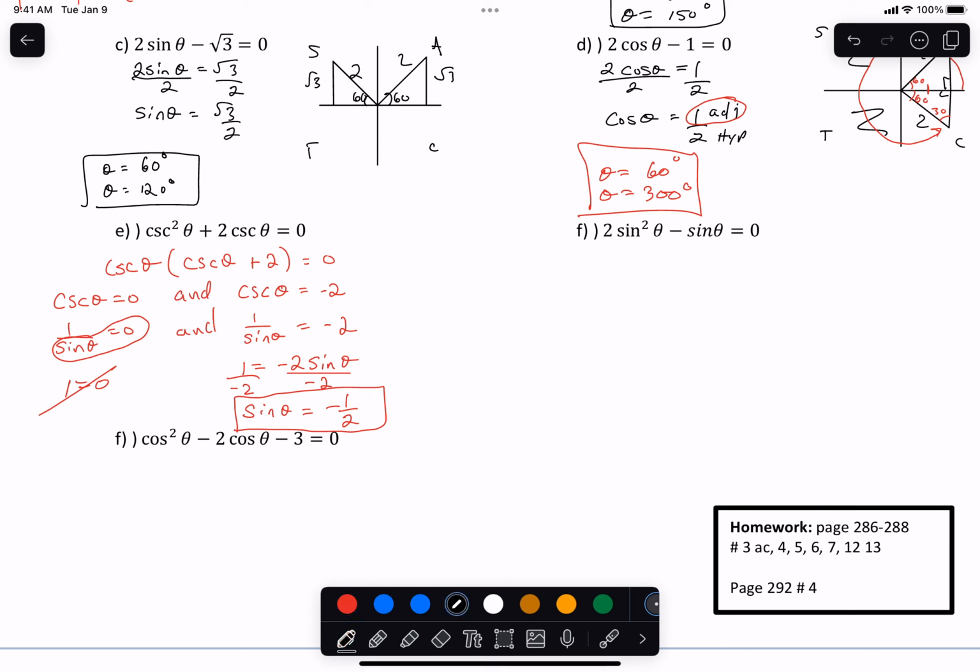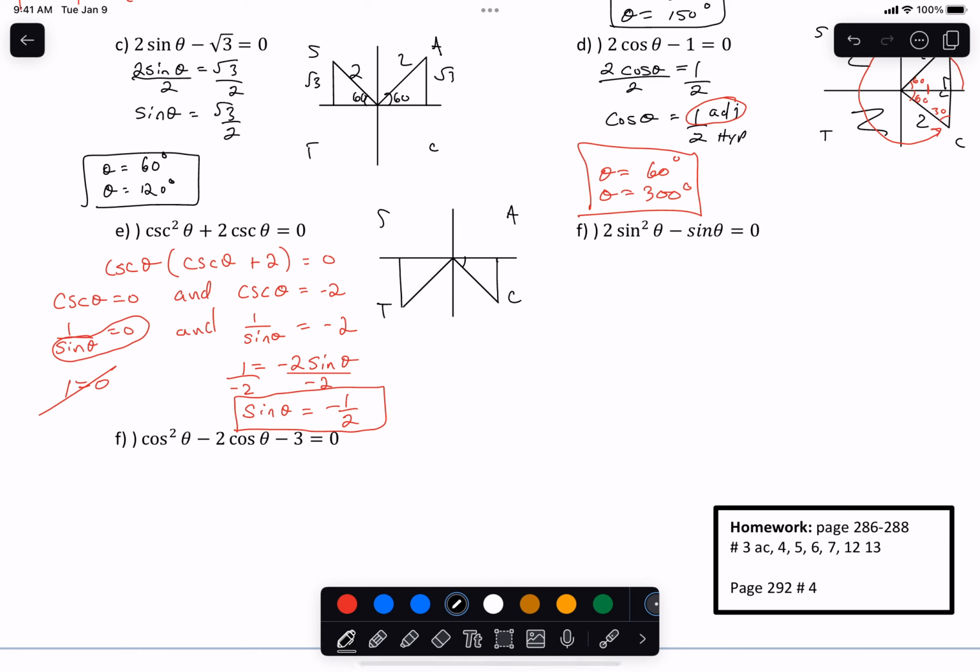And so you ask yourself the same question as you usually do. Where is sine negative? Well, let's figure that out. Well, sine is negative here for sure, and sine is also negative over here in the cosine quadrant.